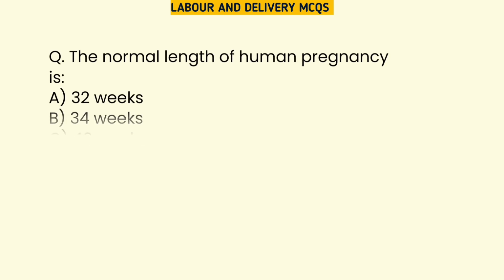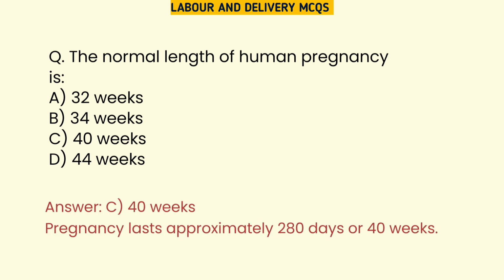Next question. The normal length of human pregnancy is. Correct answer is C. 40 weeks. Pregnancy lasts approximately 280 days or 40 weeks.